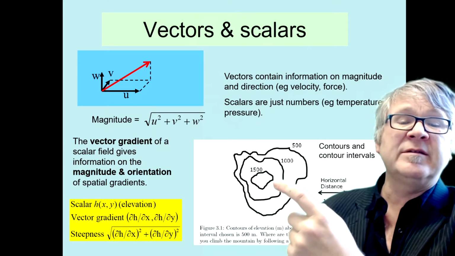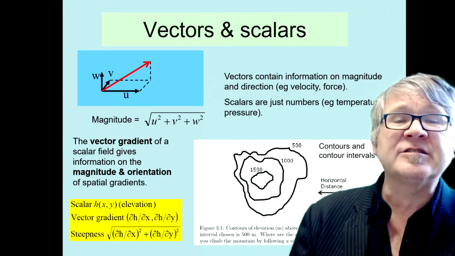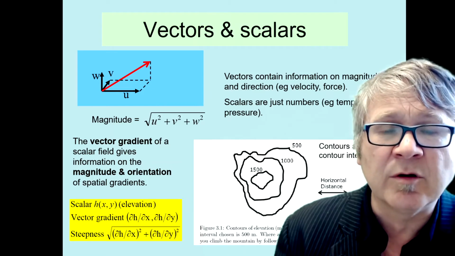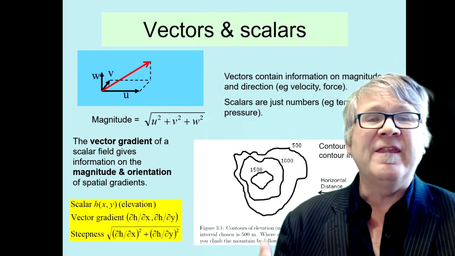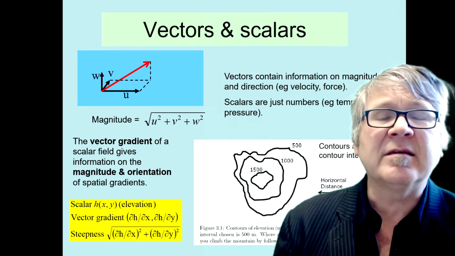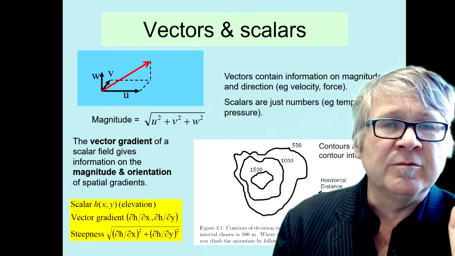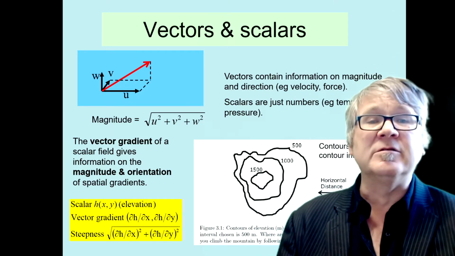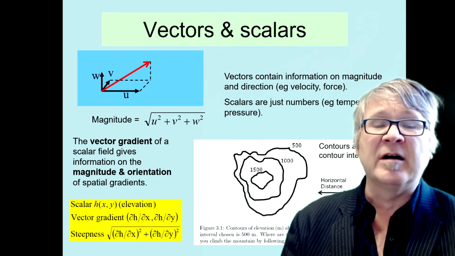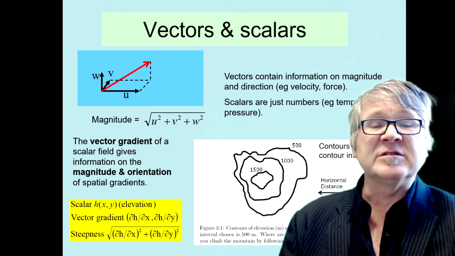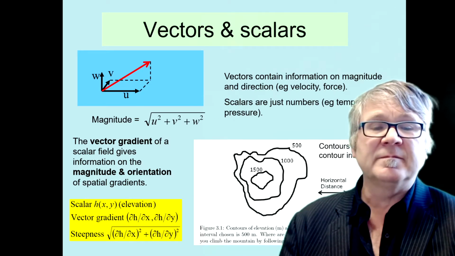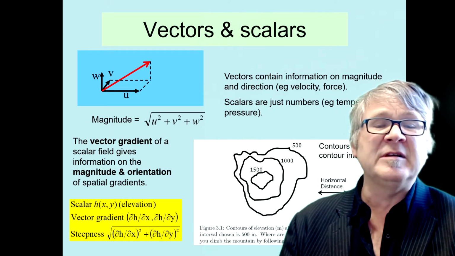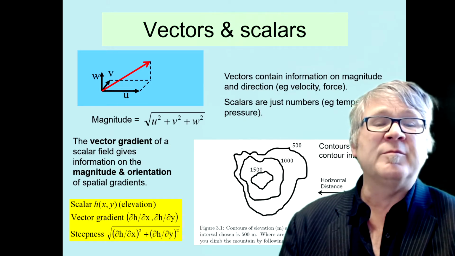It's shown here. These black lines are actually contour lines. We call them contours. They connect regions which have the same value. Here you can see, for example, this is a 1,500 meter line. Then you have a 1,000 meter line and a 500.